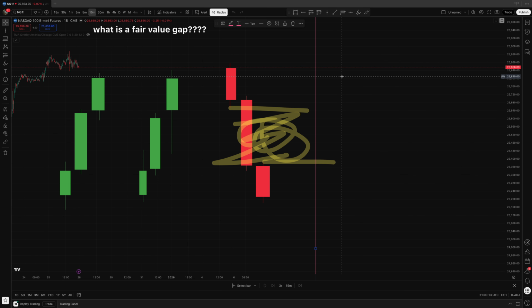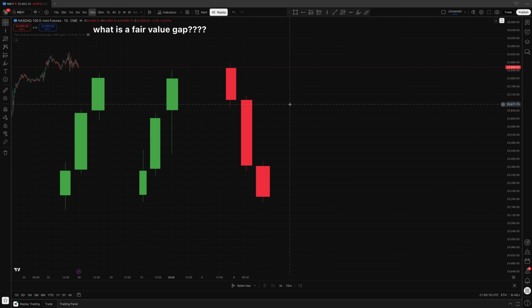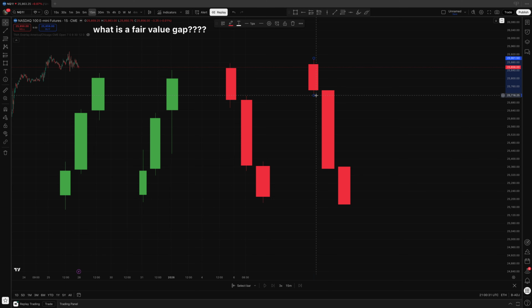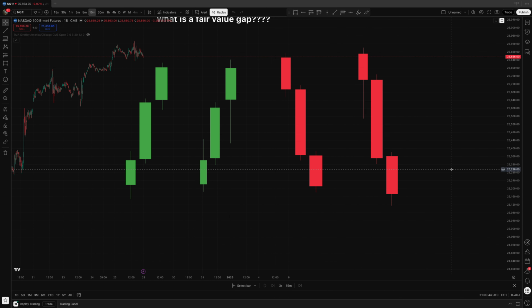Let me show you an invalid fair value gap. It's the same thing as the bullish example, just the other way around. Everything you're going to learn, all of these strategies, is the same, just the other way around, obviously.